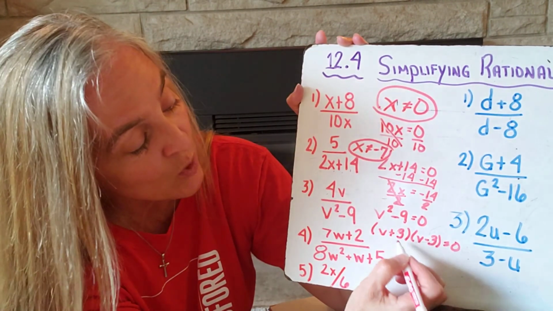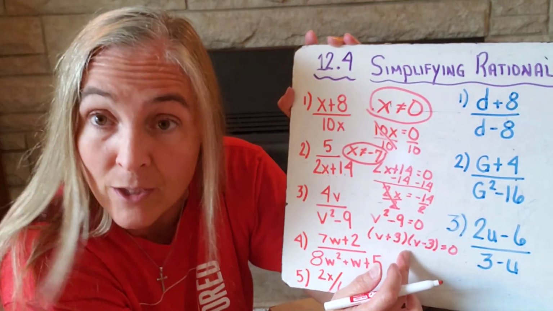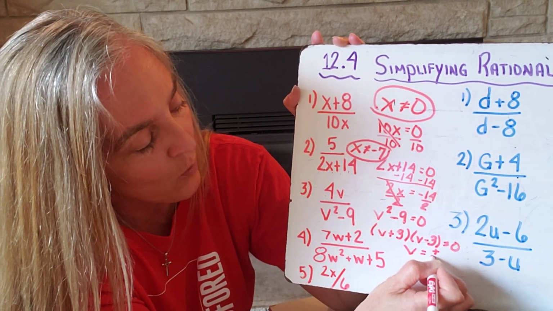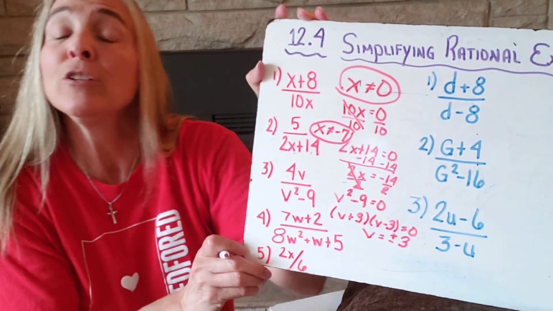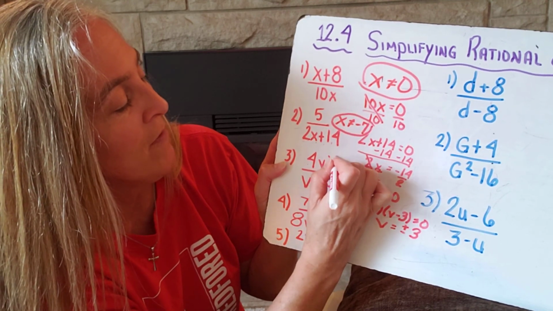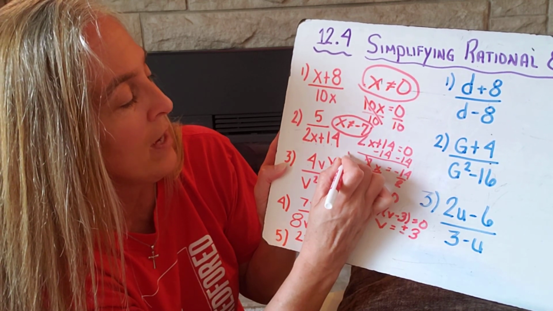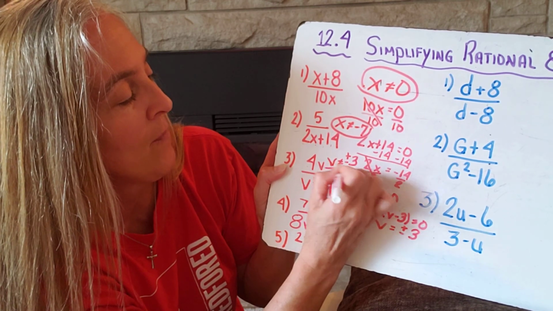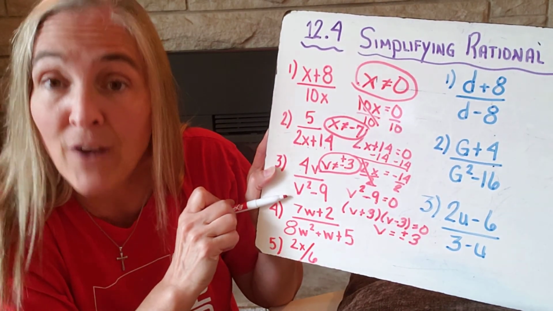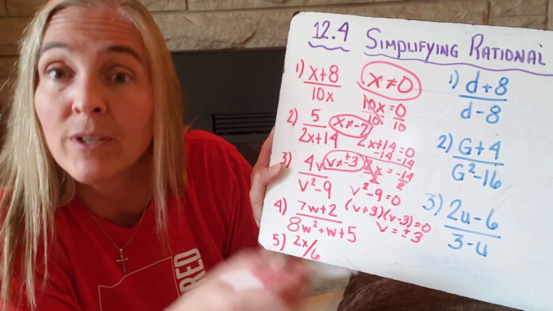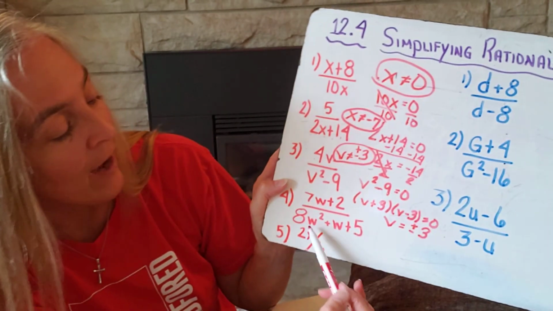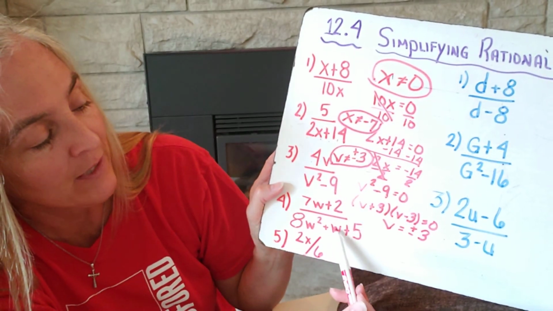So when you go to use the 0 product property, you get v would equal either a positive or a -3. So the 2 excluded values in this particular problem would be v could not equal positive or -3. And you always use that original fraction, set that denominator equal to 0 to find out what your denominator is not allowed to be. Now, notice on this one we have 8w squared plus w plus 5.